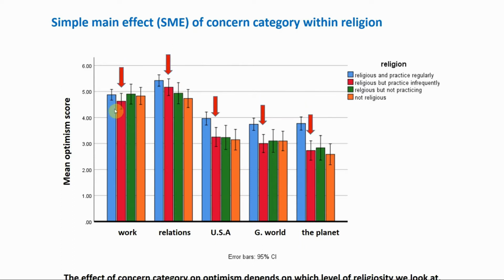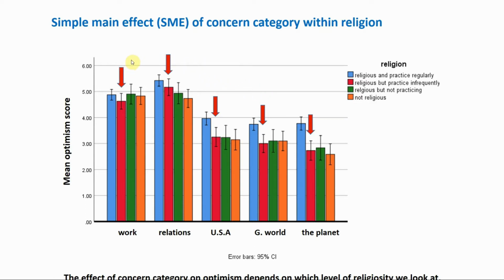Now that you know what's going on with the blue, you want to know what's happening with these red groups, these red means, which is religious and practicing infrequently. So again, you're going to run a one-way repeated measures ANOVA because the same people are tested in each of these red groups. And then if that one-way repeated is significant, you're going to have to run a post hoc test to see which means are different from which.